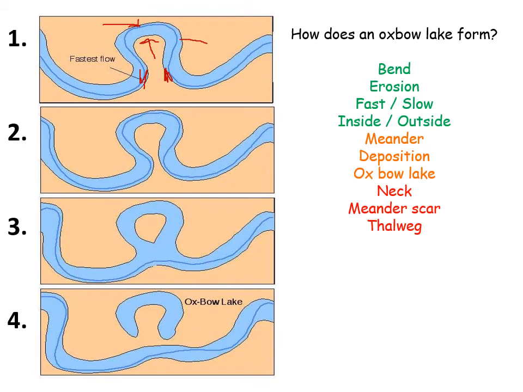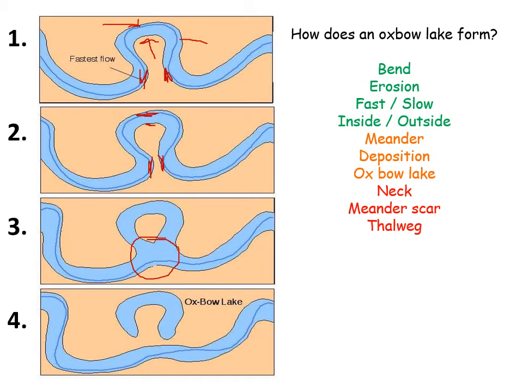So in the second picture, you can see same things are happening. Erosion here, here, here, deposition here. And those two bends in the river are starting to get closer to each other because of erosion. In step number 3, those 2 points have actually met, and we now have an oxbow lake formed, but it's still connected to the river.